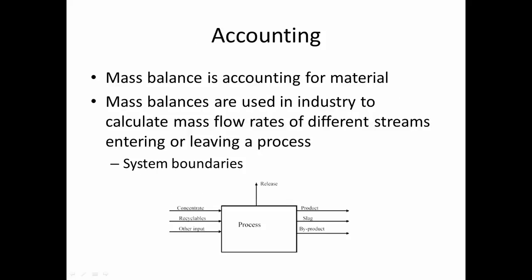It's an exercise in accounting, but it's accounting for material. You might be used to accounting for money. This is simply accounting for where the material is going. So we have inputs, we have outputs, and they all should add up. Mass balances are used in industry to calculate the flow rates of different streams either entering or leaving a process. And of course, we define the system boundaries of that process.